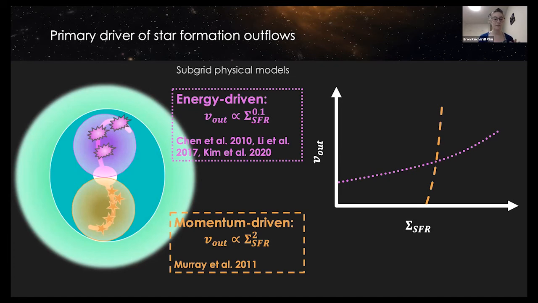Momentum-driven winds are sometimes used in simulations to make galaxies quench faster, since in those models, a higher star formation rate launches outflows with a much, much higher velocity. And this allows them to push gas out faster and at velocities where it can escape the galaxy. The different relationships between the outflow velocity and the star formation rate surface density also mean that we can tell these two models apart observationally.